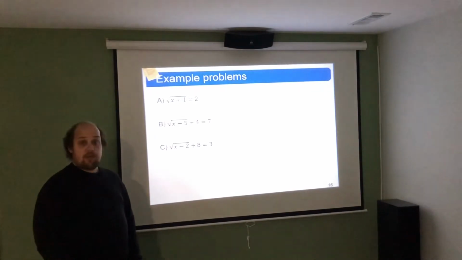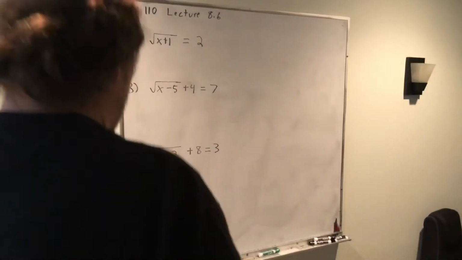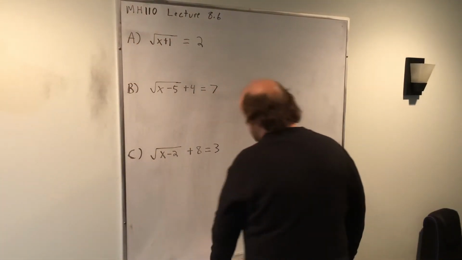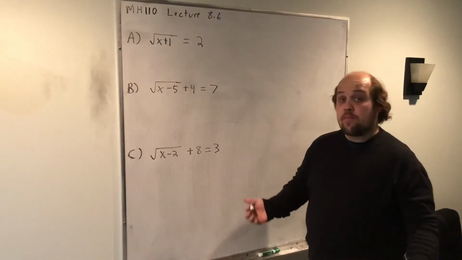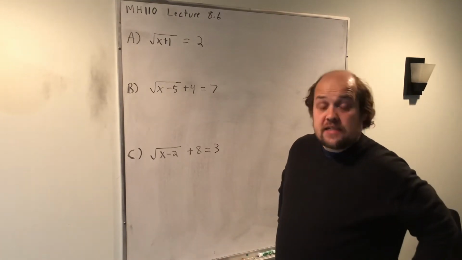Here's some example problems for me to try on the whiteboard. Our goal in these types of problems is to isolate the root on one side of the equation, then square both sides, which will get rid of the root. In A, we already have the root isolated.